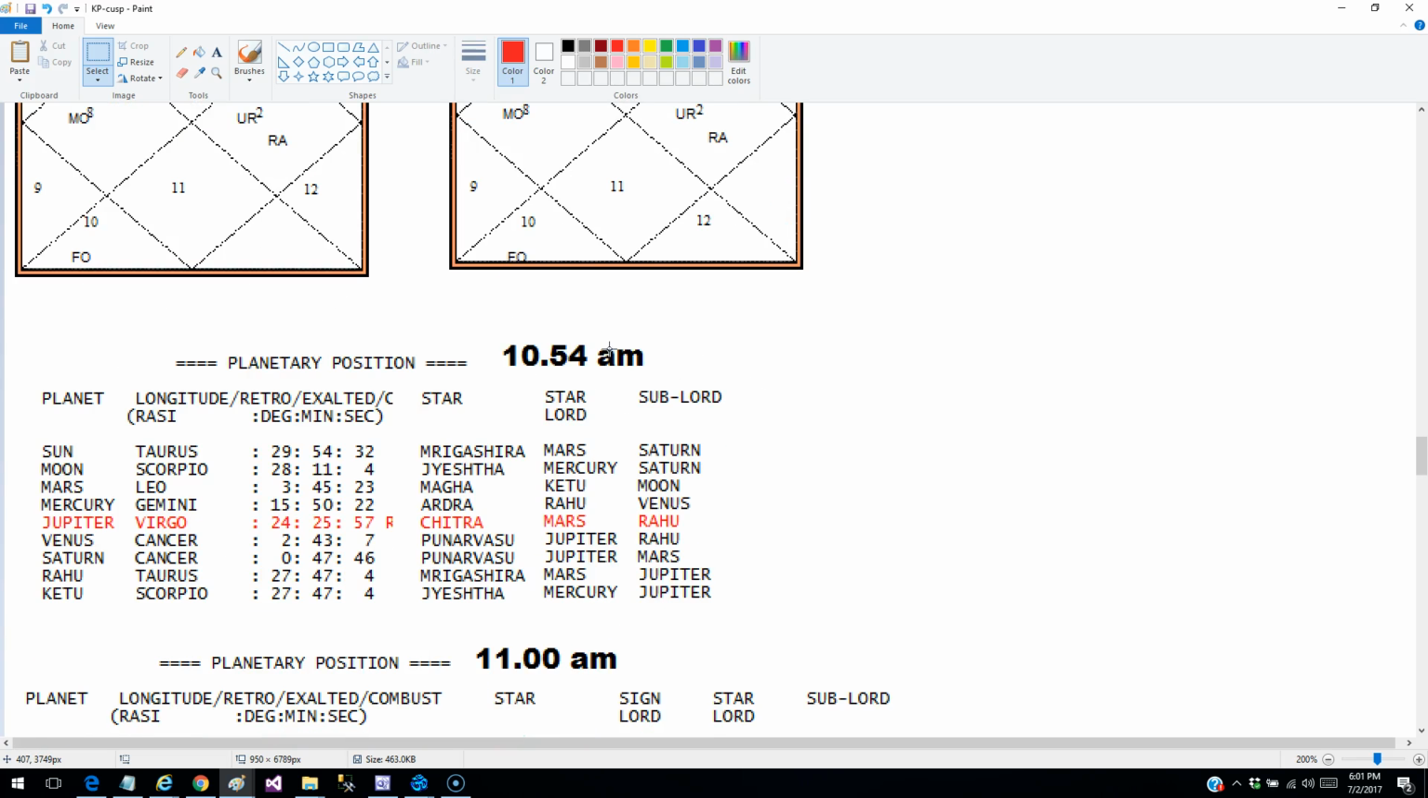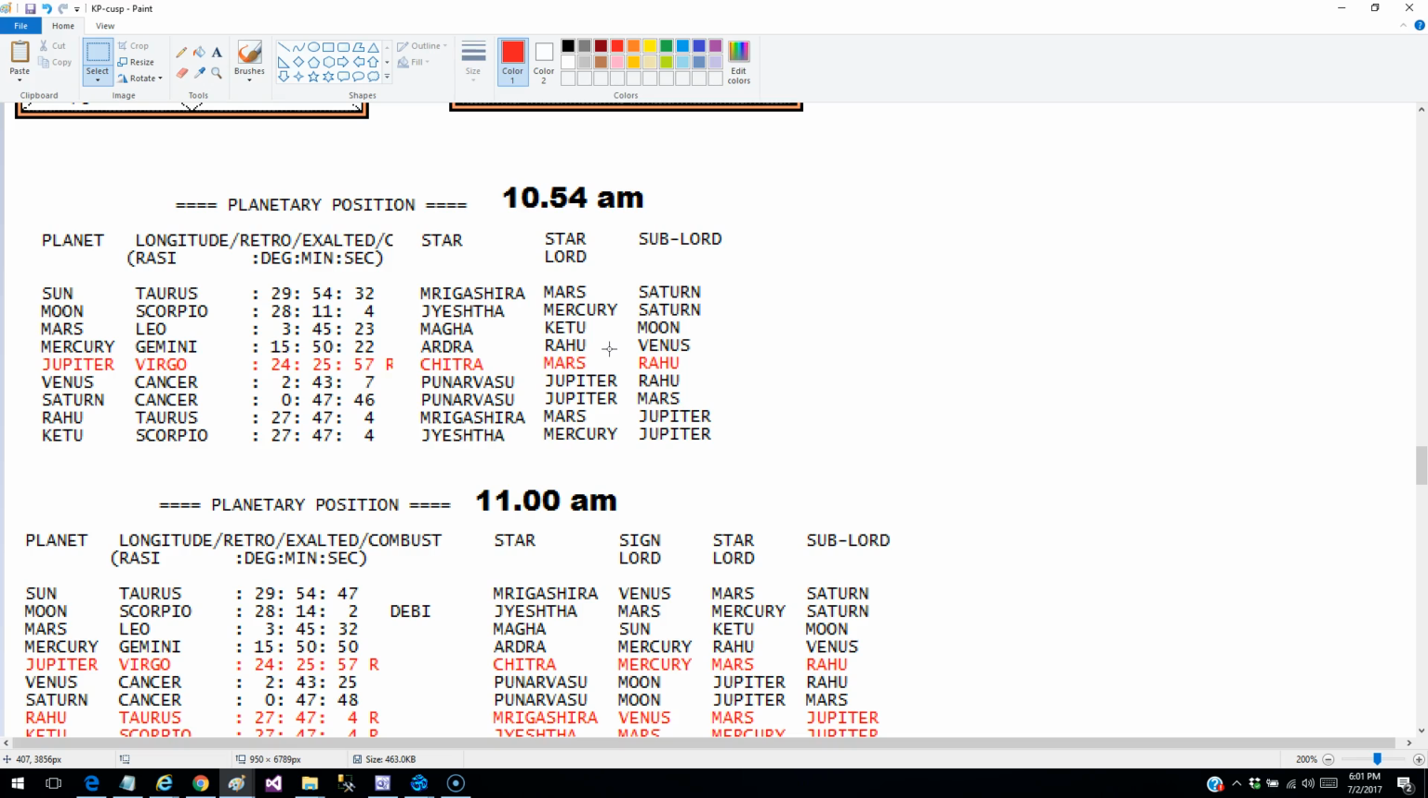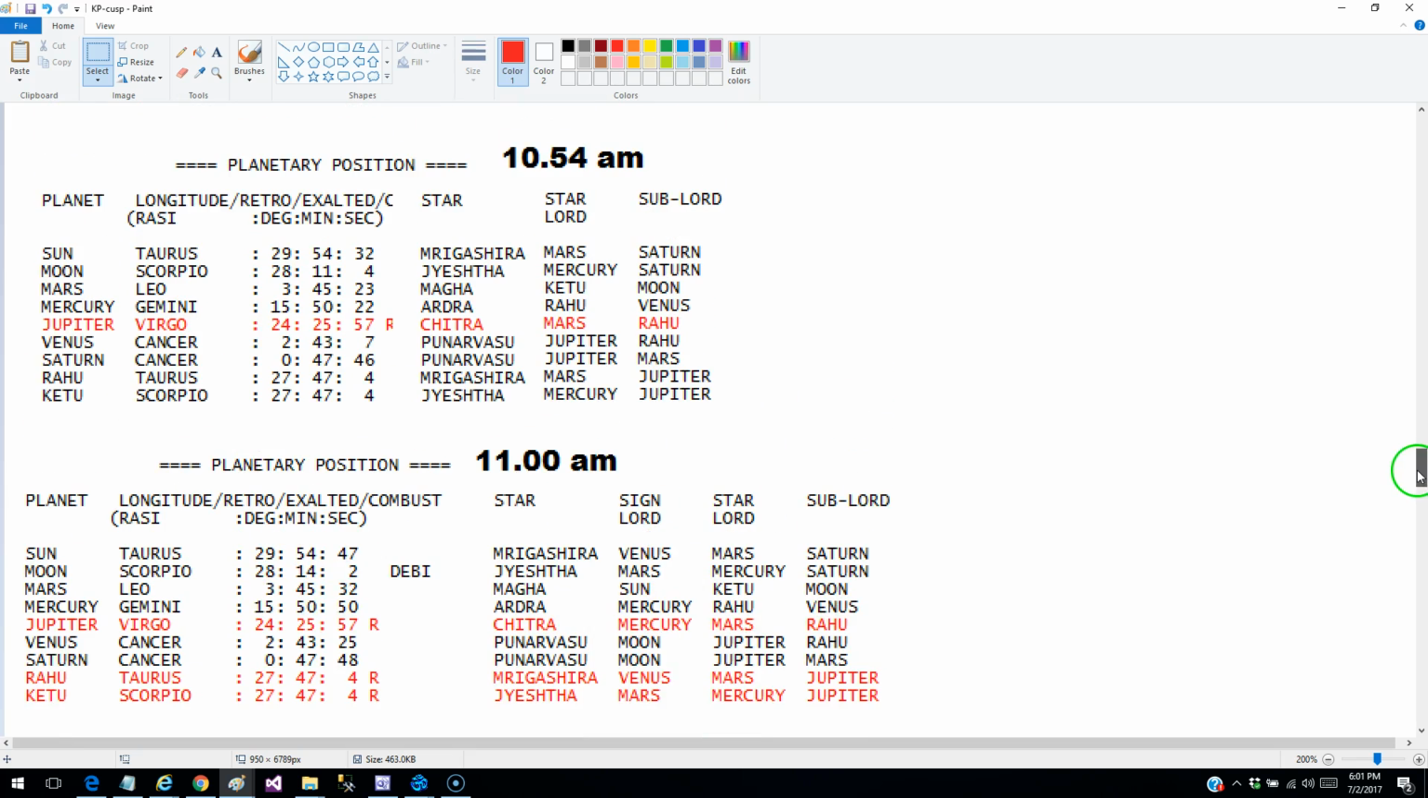If you look at the planetary positions, these are at 10:54 a.m. and this is at 11 a.m. So nothing has changed. Slight degrees have changed. For example, the Sun over here is 29:54:32. Here it is 29:54:47. But the sublord has not changed.